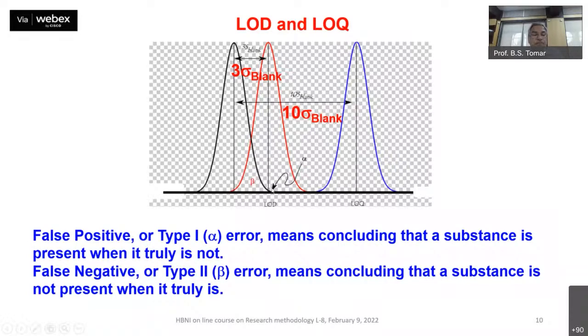type 1 error. Whereas the false negative or type 2 error means concluding that a substance is not present, but actually it is there. That means, suppose it is a part of this. So this is the sample, the red one, it can be a sample. And a significant part of this may overlap with the background.